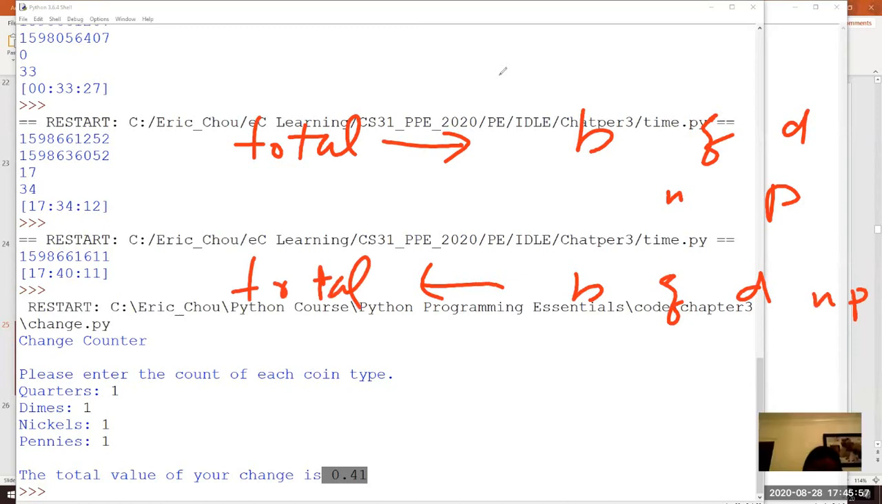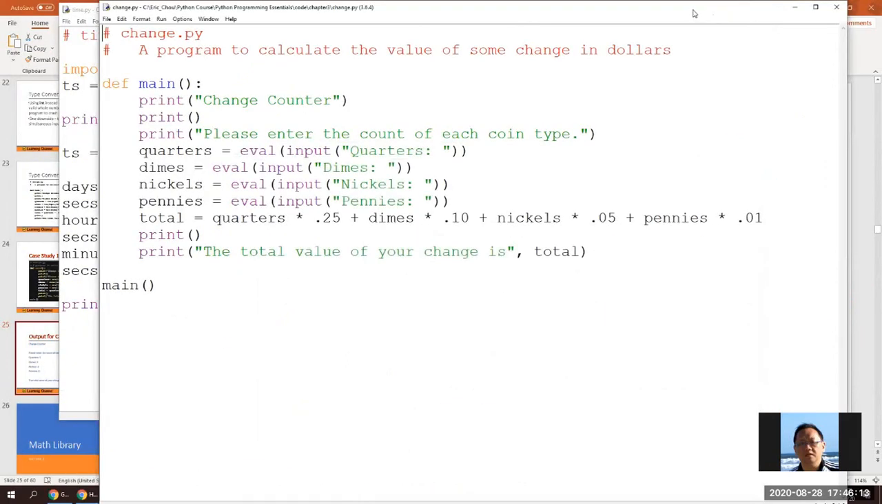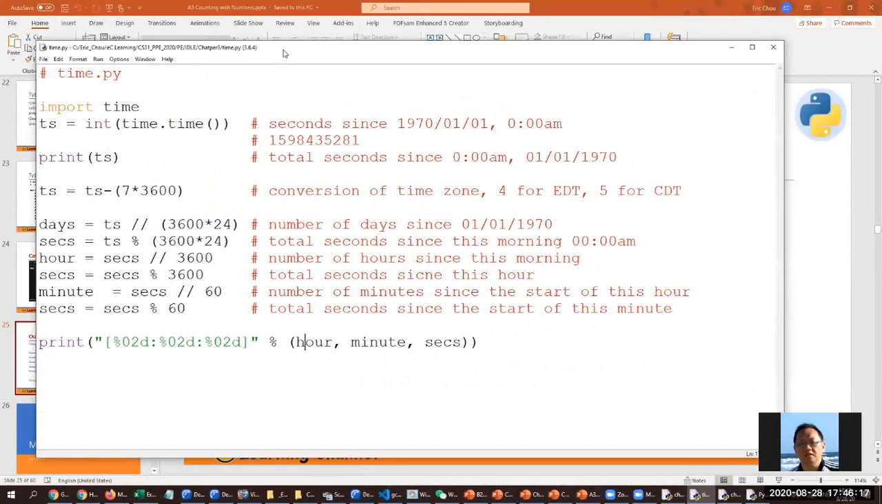So today, please try to rewrite this one, and also rewrite the time.py program to convert the time. Is that okay? Try to understand these two programs, and that way you will learn. You will learn a lot. So let me keep my time.py over here.